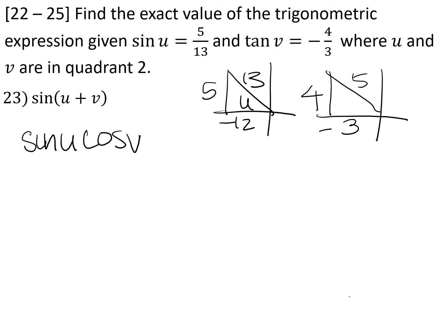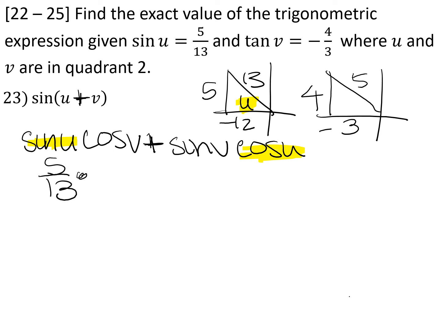Okay, so then sine of u plus v, the formula says sine of u cosine of v, plus, the operations are the same for sine, sine of v cosine of u. Again, for my u triangle, I'm going to use that one for this one and this one. And so I'm going to have sine of u is 5 over 13, and cosine of u is negative 12 over 13. This came from triangle u.